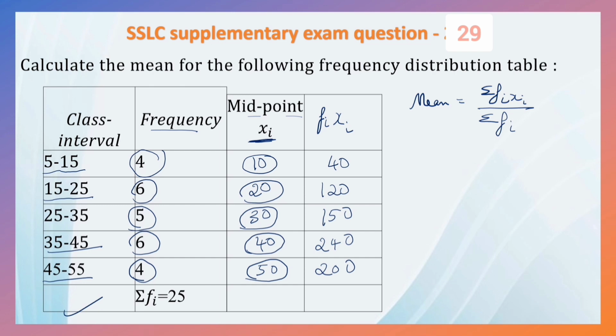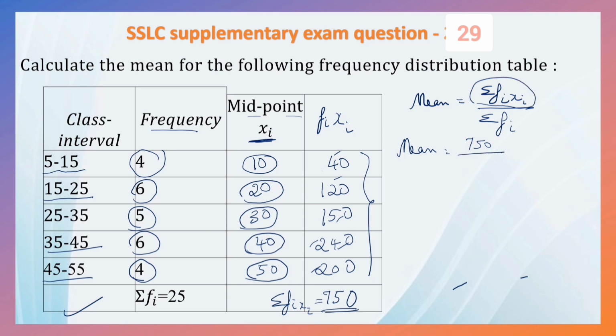Now it is time to calculate sigma Fi Xi, which means we have to sum these. 0, 4 plus 2, 6, 6 plus 5, 11, 11 plus 4, 15. Carry 1, 1 plus 1, 2, 3, 5, 7, 750. So mean is equal to 750 upon sigma Fi, that is n, 25. 25 threes are 75, 0, 25. So mean is equal to 30.